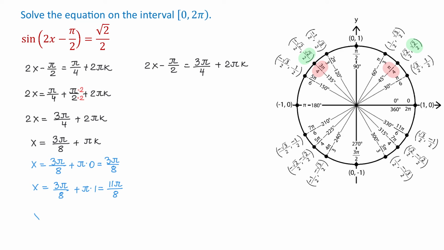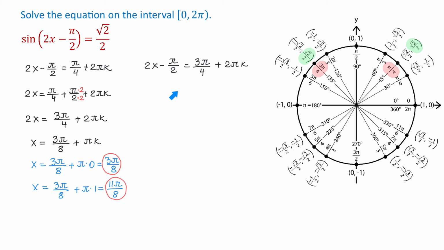Now, let's try to replace k with 2. So we will have 3 pi over 8 plus pi times 2. But now we see that the value we are getting is going to be greater than 2 pi. So then, let's delete this part. And the only two solutions we will keep will be 3 pi over 8 and 11 pi over 8. And also notice that if we would replace k with negative numbers, then these values would be negative and they would not be on this interval.